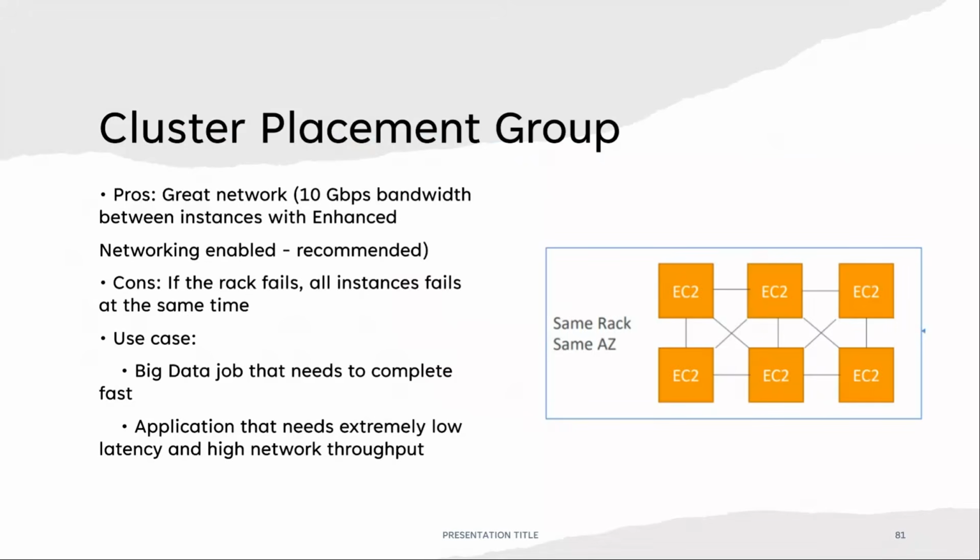Now talking about the cluster placement group, it is a great network. It can give about 10 Gbps of bandwidth between instances when enhanced networking is enabled. Cons: if the rack fails, all instances fail at the same time. So basically all your EC2 instances are present in the same rack, so it will provide you high performance and great network throughput. So if you have a big data job that needs to complete really fast, or an application that needs extremely low latency and high network throughput, you can go for this placement group.